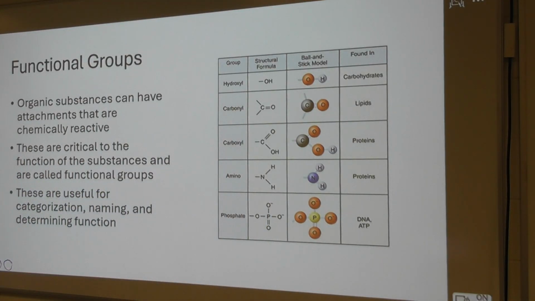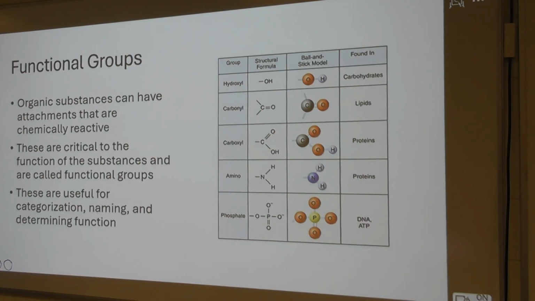These functional groups actually do stuff. They're chemically reactive, and that's why they're important. That's why they're called functional groups, because they actually have a function. And we need to know them because we're going to refer to them. They're used to name molecules, and we talk about them when we talk about phosphate groups. And we also group substances together based on the functional groups.